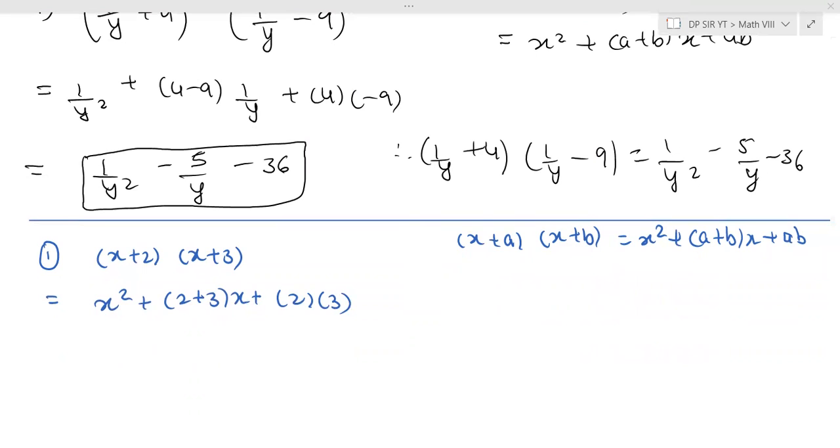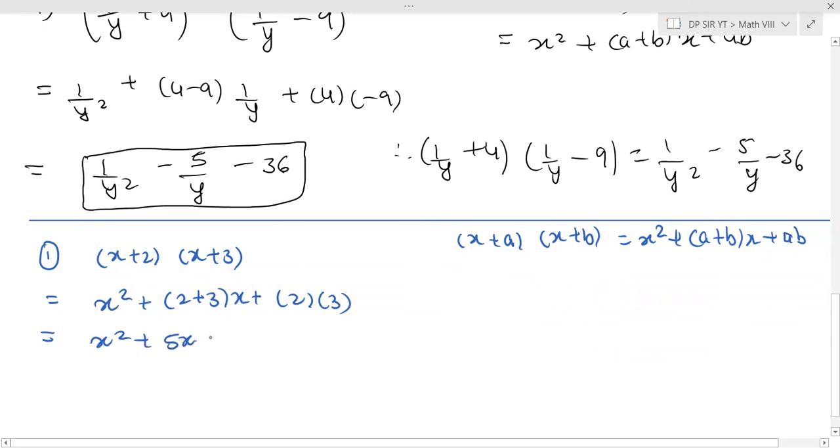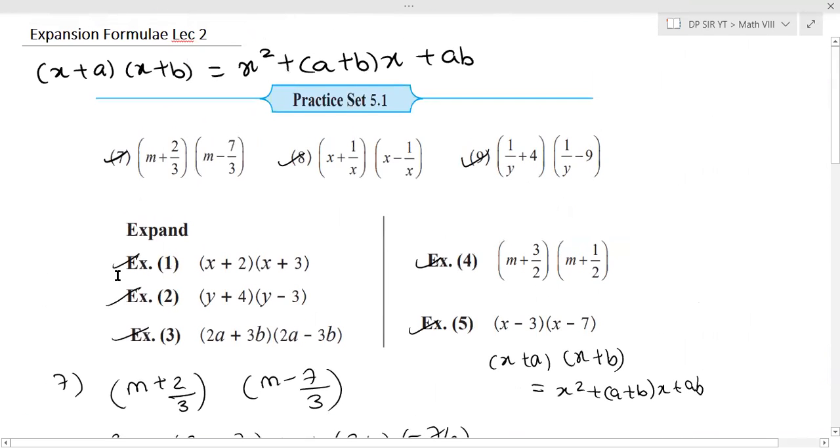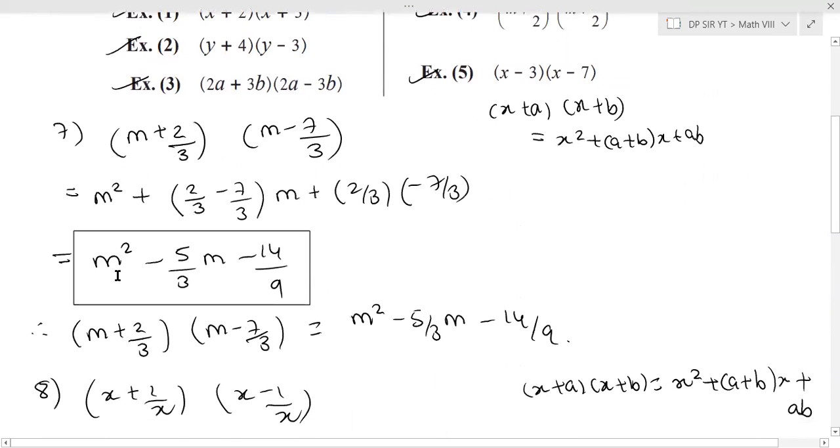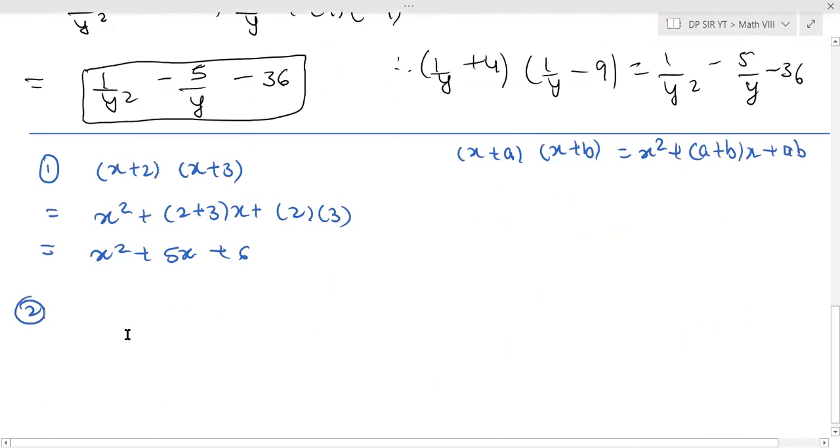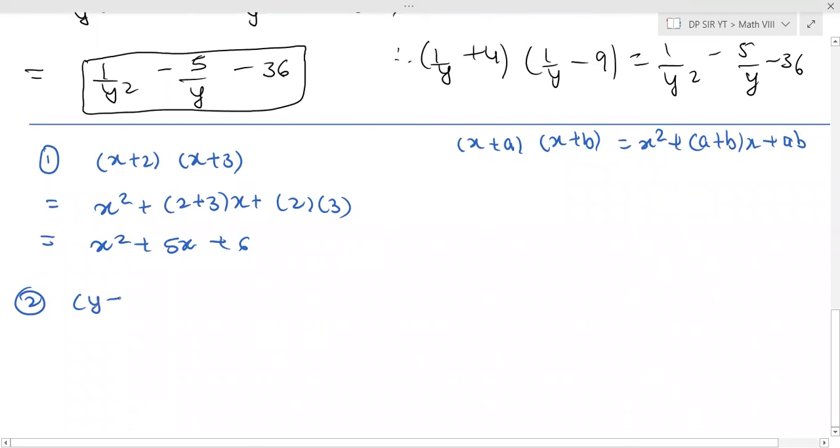तो इधर मुझे क्या मिलेगा, I am going to get x square plus 5x plus 6. So I won't waste much of the time on this question. These questions are easy. Let's go to second question, that is y plus 4 and y minus 3.